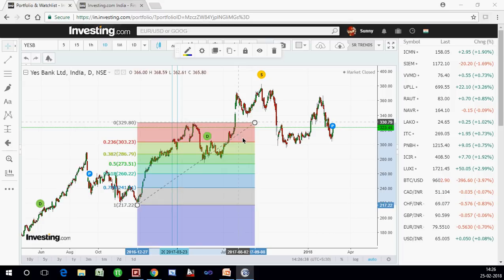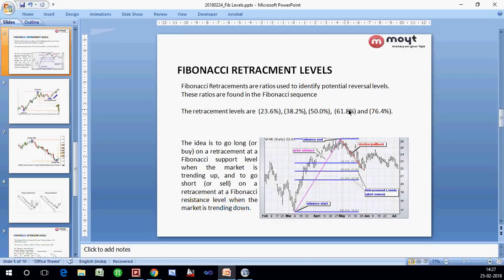So this particular chart is a Fibonacci retracement, right? Coming back to the presentation, just for the sake of formality, I'll just quickly go through Fibonacci ratios. These are the ratios identified. The idea is to go long whenever you see some fib level approaching. But there is a caution from my side also.